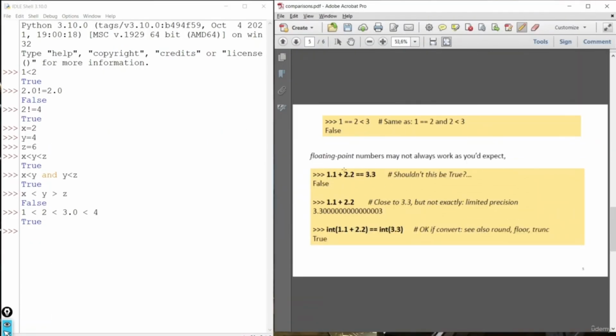So let's try it. Here, let me copy it and paste it here and press enter. As you see, the result is false. Why? This number is not exactly represented, but an approximate value is available for this number. Similarly, for 2.2, exact representation is not possible, but a very close value is available.